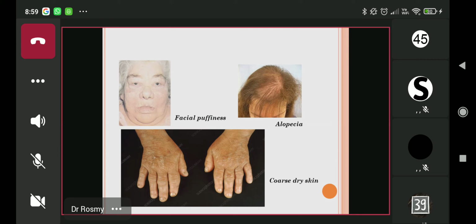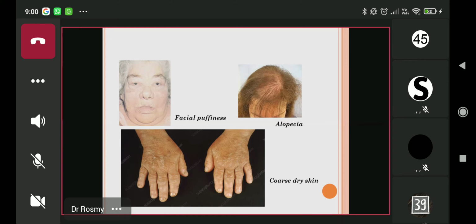Then in the next picture, you can see that there is decreased hair. There is fall of hair. That is called alopecia. And if you closely look at the picture, the hair quality is not very good. It is frizzy, brittle, lusterless. It does not have that shine.